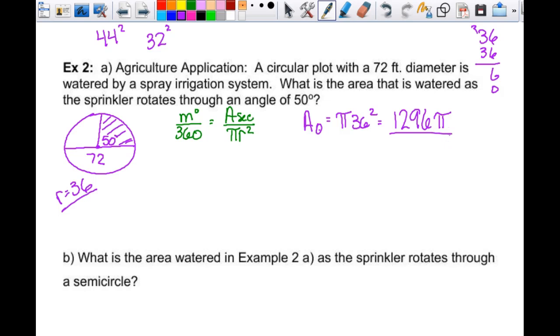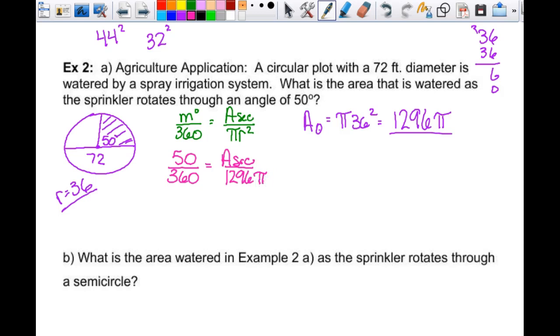All right, so this is the area of my circle. So I'm going to substitute my stuff in here. The measure of the arc, I know that's 50. So 50 over 360 equals the area of the sector over pi r squared. Oh, why am I writing that again? Okay. 1296 pi. There we go. Okay, we're all good with that?